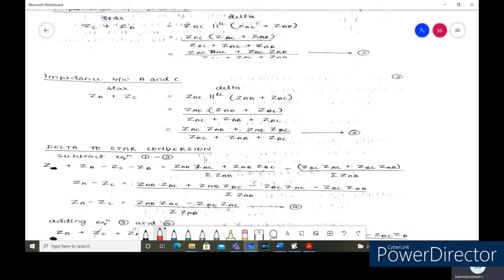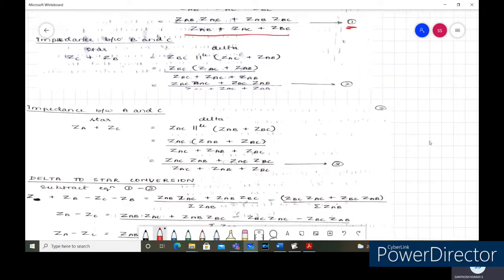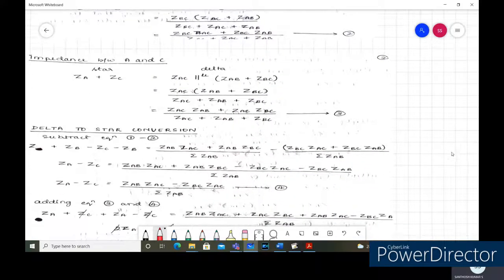Now let us perform the conversion from delta to star, or the star to delta transformation. In order to find the expression for one terminal, we take the difference of equations 1 and 2. So that is ZA plus ZB minus ZC minus ZB. ZB and ZB get cancelled. The remaining quantity is ZA minus ZC.